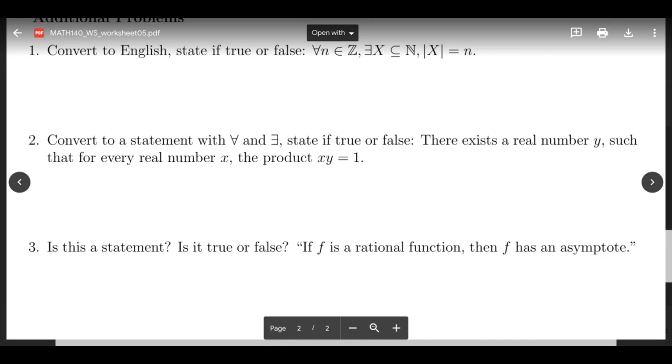Isn't that assuming the subset is all negative? No, the subset belongs to natural numbers. Aidan, what are natural numbers? Counting numbers, right? 1, 2, 3, 4, all positive. If we switch those two, if we switch z and n, that will make this statement true. But currently, this statement is false.